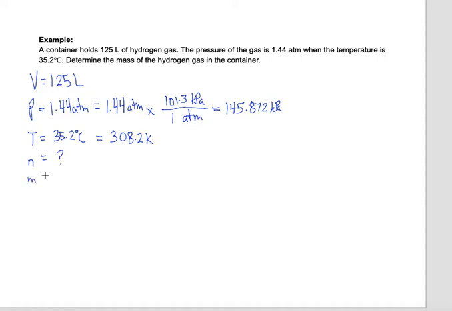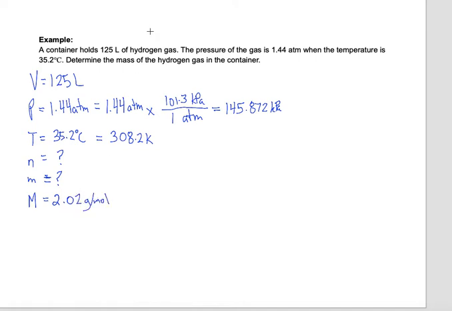We're trying to find moles from our ideal gas law because we want to get a mass, right? And mass we can find if we have moles, because remember, with the molar mass and moles, we can find mass. So we just need the molar mass of the gas, and that we get from our periodic table. It's going to be 2.02 grams per mole.